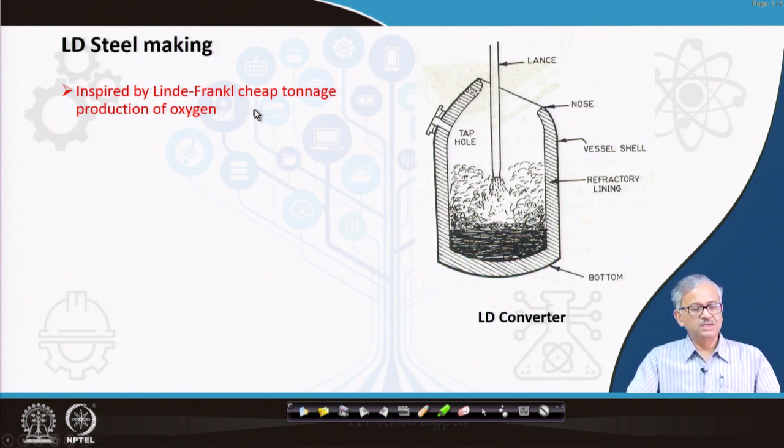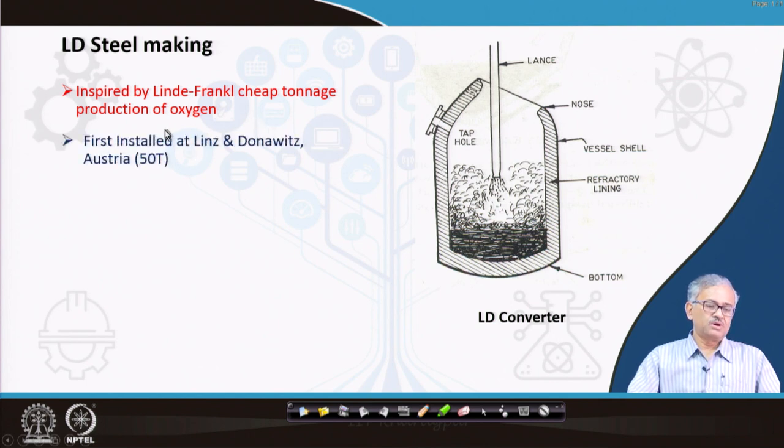Okay? And this Linde-Frankel process is basically oxygen produced from air by fractional distillation, but with some process innovation. That's why this process is very cheap. And it was first installed at Linz and Donawitz. These are names of places in Austria, and that's why it is also called the LD process. Actually, the basic oxygen process is called the LD; L stands for Linz and D stands for Donawitz, two places in Austria. And initially, it came with a capacity of 50 tons only.